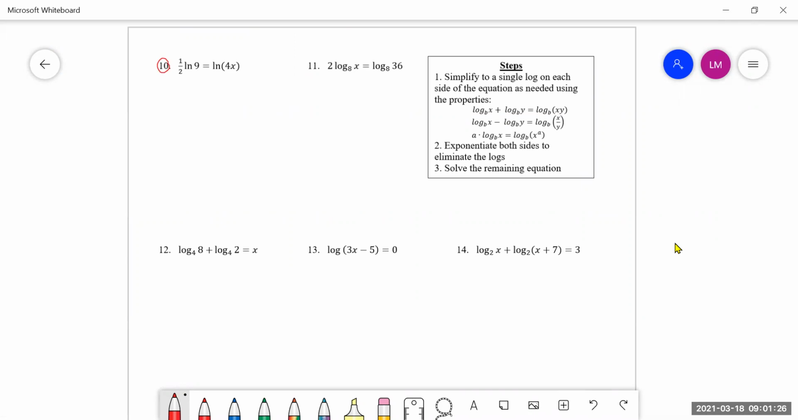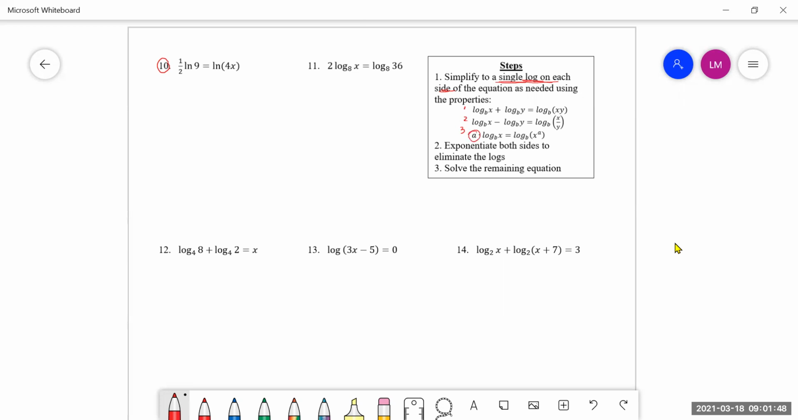Okay, so first thing I see is that I have only one logarithm, so I can't condense it. It says simplify to a single log on each side. I already have that. I already have a single log on each side. So why don't I use the other laws of logarithms? They have it right here in front of me, 1, 2, 3. Let me see if I remember what to do.